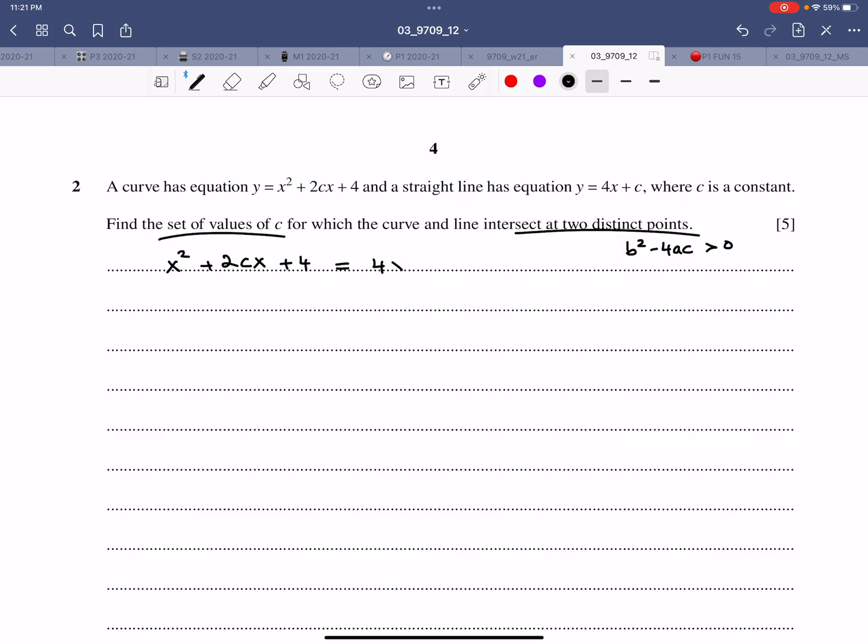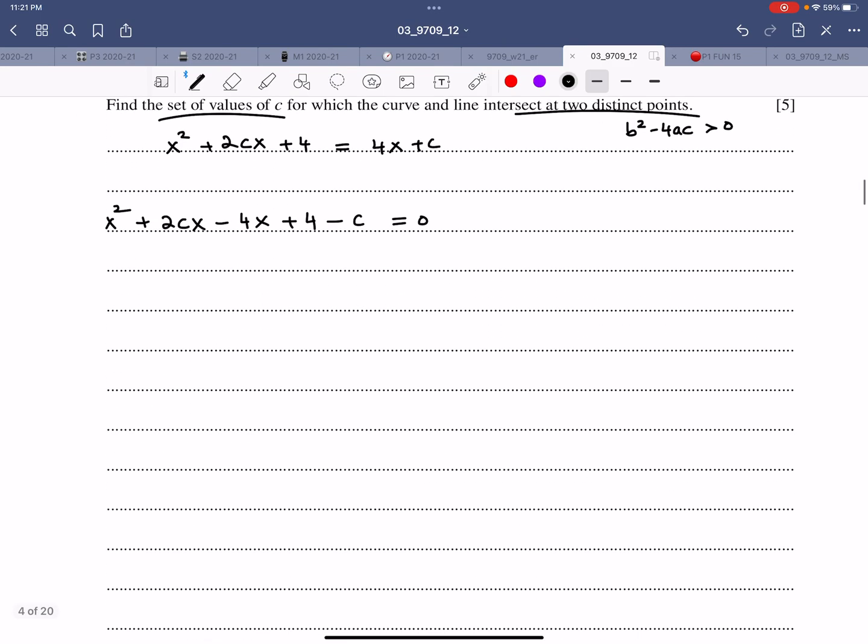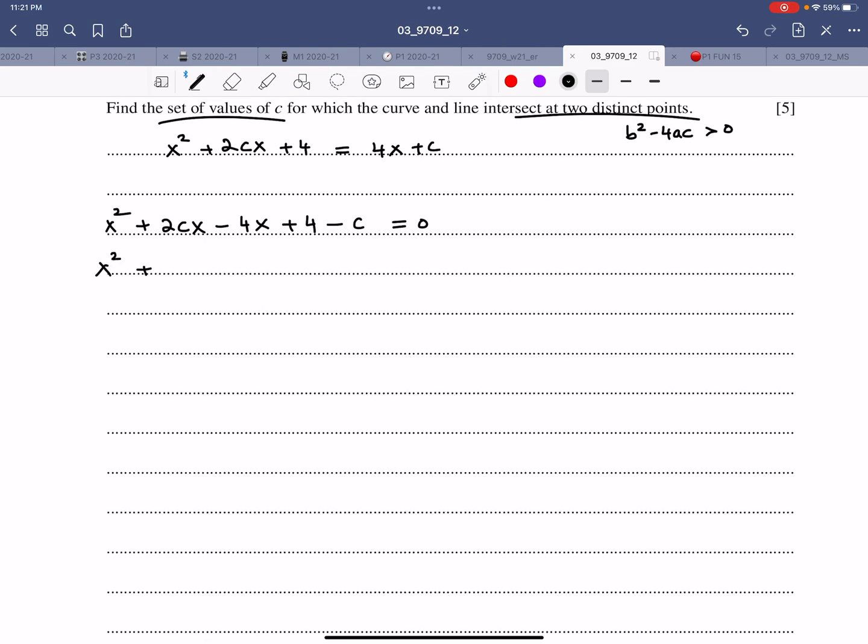Transfer everything on one side. x squared plus 2cx minus 4x plus 4 minus c equals 0. So x squared plus (2c minus 4), the coefficient of x, and 4 minus c, that is the constant term. So therefore b squared minus 4 into 1 into (4 minus c) is greater than 0.